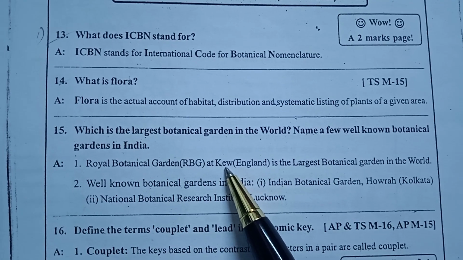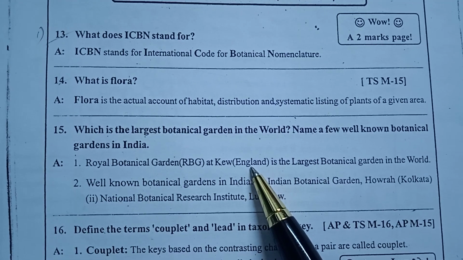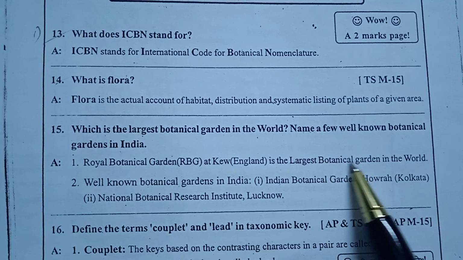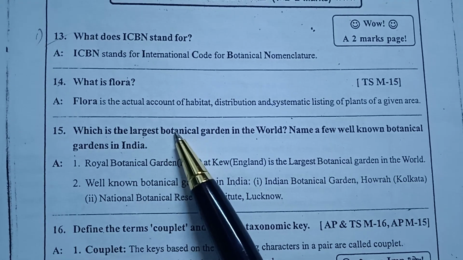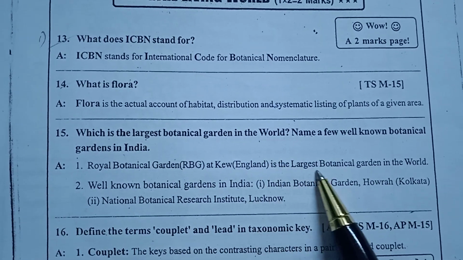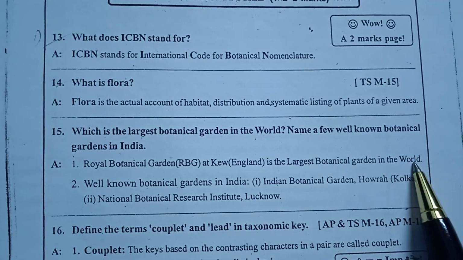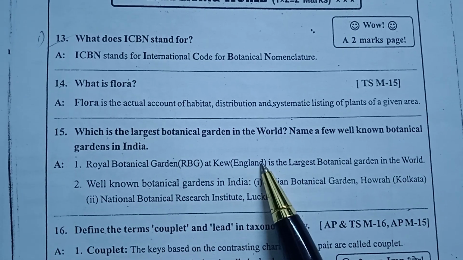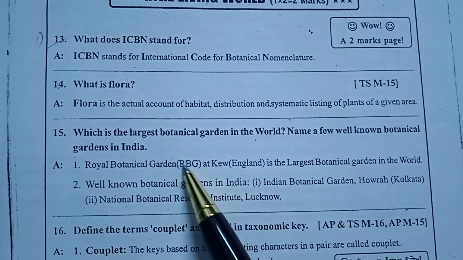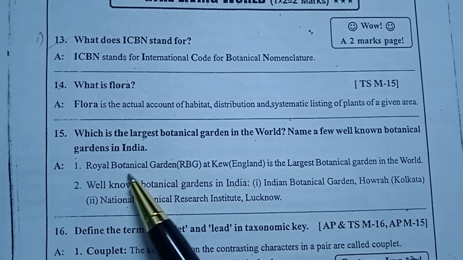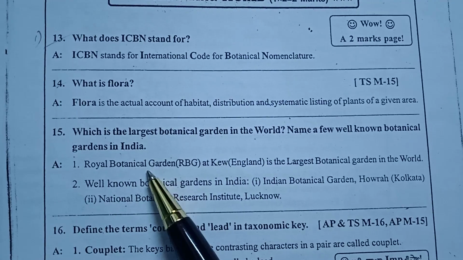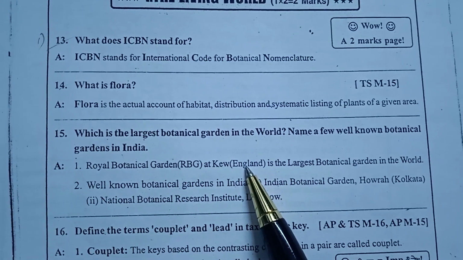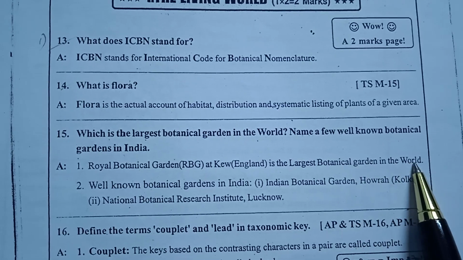Where is Kew located? In England. It is the largest botanical garden in the world. In the world means you have to keep in mind Kew, England, and the largest botanical garden's name is Royal Botanical Garden. Royal Botanical Garden at Kew, located in England, is the largest botanical garden in the world.